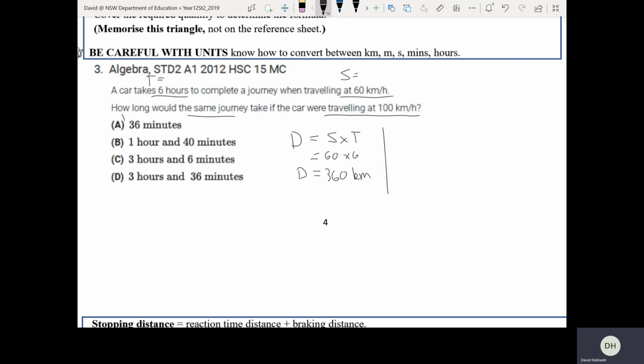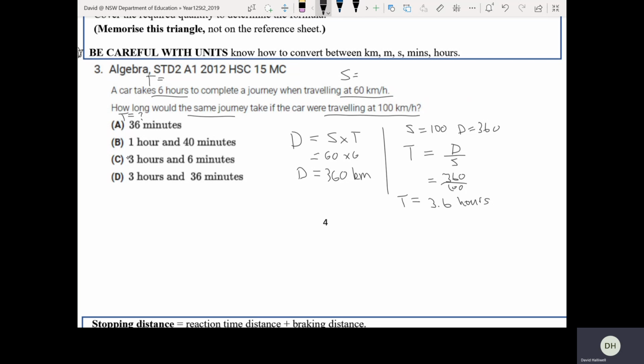How long? So it's asking me how long, in terms of time, the same journey would take if the car was traveling at 100 kilometers an hour. So if the speed changed to 100 kilometers an hour, how long would it take to do a distance of 360 kilometers? So now I need to work out time. Time is distance over speed. So 360 over 100. So time is 3.6 hours. You know it's hours because you can look at the unit. Everything in the question is in terms of hours.